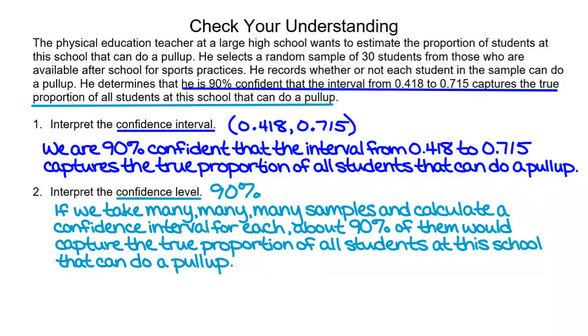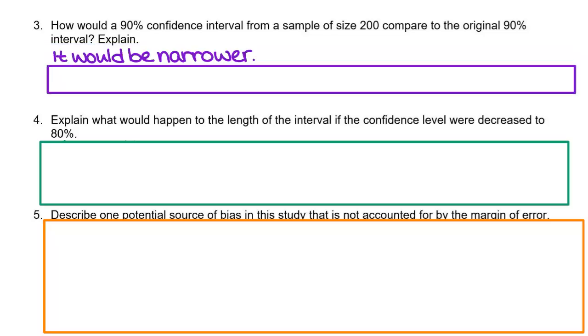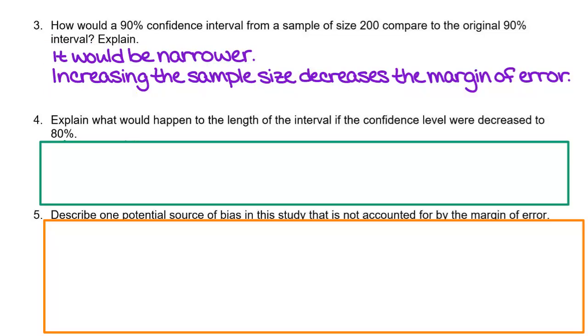How would a 90% confidence interval from a sample size of 200 compare to this confidence interval, where we had a sample size of 30? It's going to be narrower. I would hesitate on using the word smaller, even though I understand what you're saying, because we're only looking at the horizontal distance here. So yes, it would be narrower. Increasing the sample size decreases the margin of error.